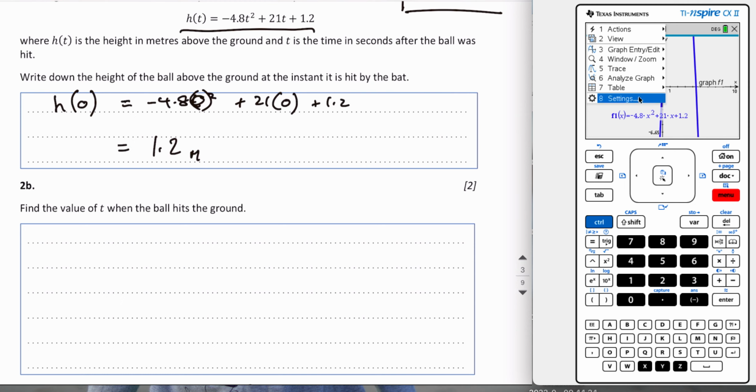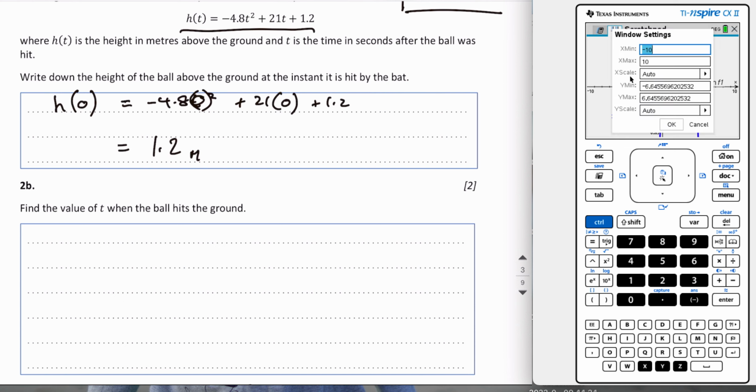Just to make our lives easier to see this, we're going to change the window. We're going to have a look at the window settings. We know that the time can't be negative and the ball lands before 10 seconds. Height can't be negative, and we know the ball is going up from 1.2 meters. So let's say 50 meters.